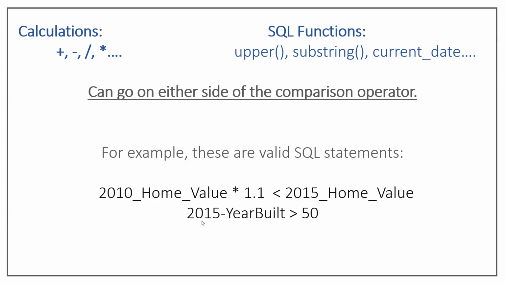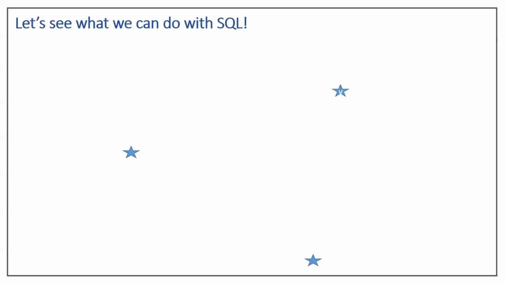Here I'm taking the year 2015 and I'm subtracting the year built from the homes and I'm seeing if that is greater than 50. So I'm trying to find all the houses that were more than 50 years old back in 2015. I don't know why I'm using 2015 in this year, but 2015 minus year built. Find all the houses that were over 50 years old in 2015. So there's just a few examples.